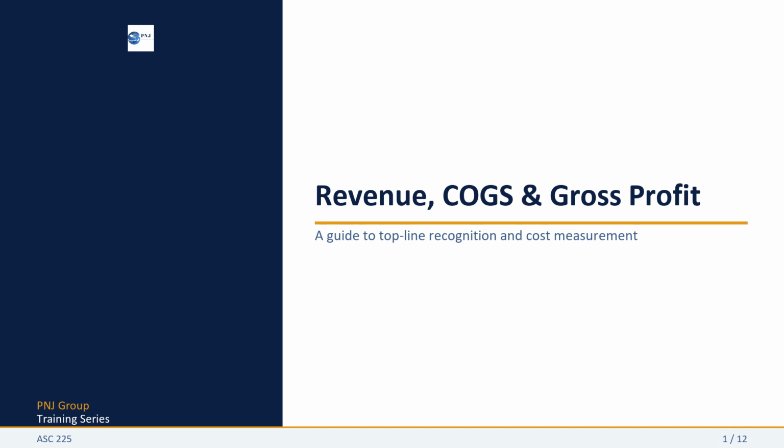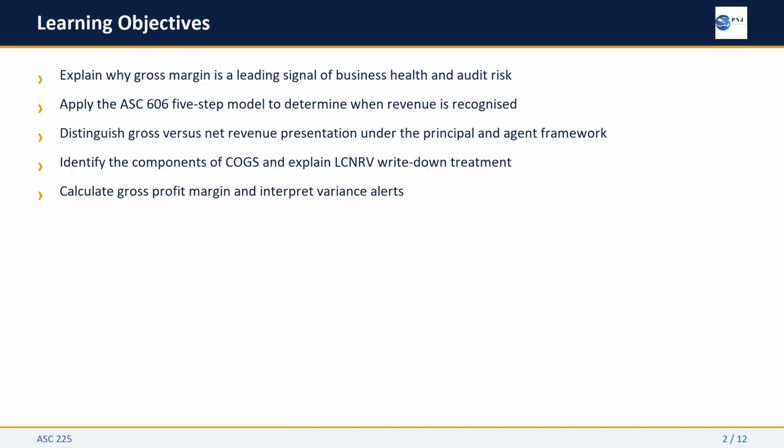This section takes you into the top of the income statement: how revenue is recognized and presented, how the cost of goods sold is built up, and what the gross profit line actually tells you about the health of a business. By the end of this section, you will be able to explain why gross margin is a leading signal of business health, apply the ASC 606 five-step model, distinguish gross versus net revenue presentation, identify every component of COGS, and calculate and interpret gross profit margin. These are among the most practically important skills in income statement work.